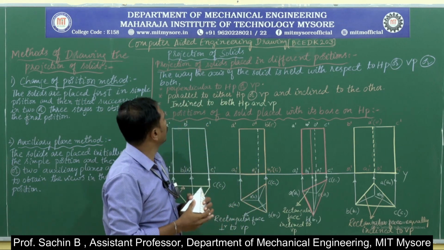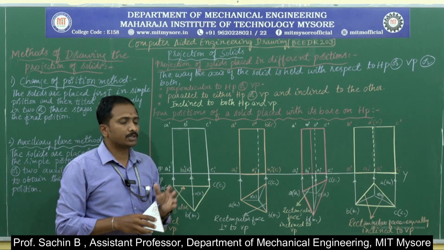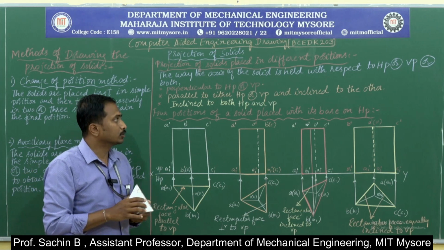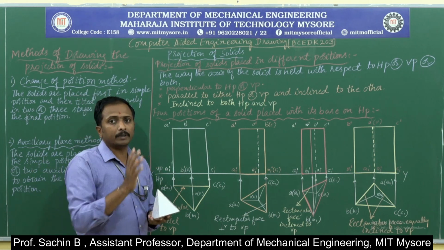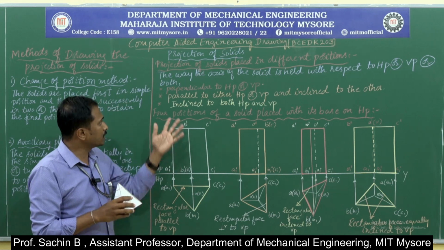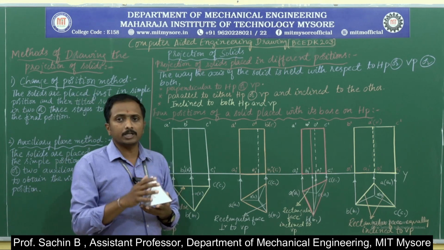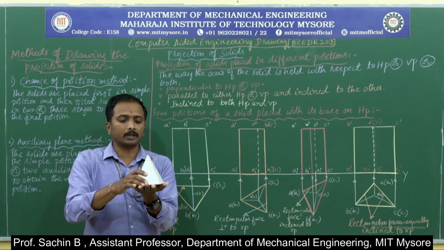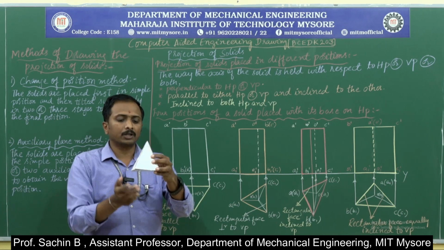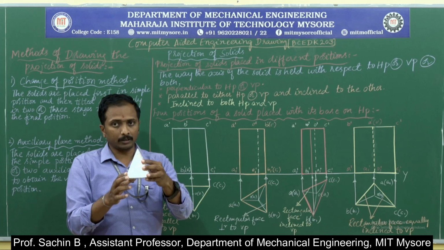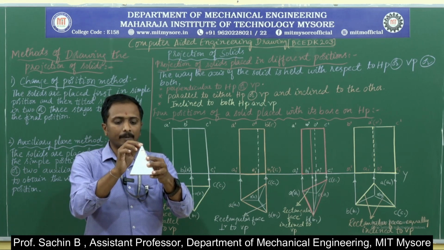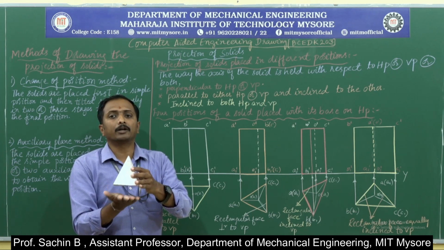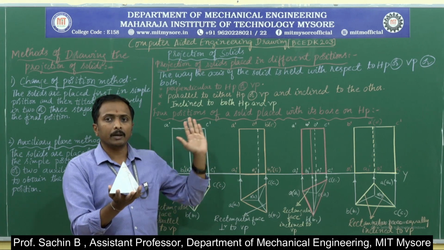Next is another very important concept, projection of solids placed in different positions. This purely depends on the axis of the solid with respect to HP, VP, or inclined to both the planes. The first one is the axis perpendicular to HP or VP. If I consider this floor as the horizontal plane and keep the object like this, we know that the axis lies from the apex to the base center. Now, this axis is perpendicular to HP and parallel to VP.